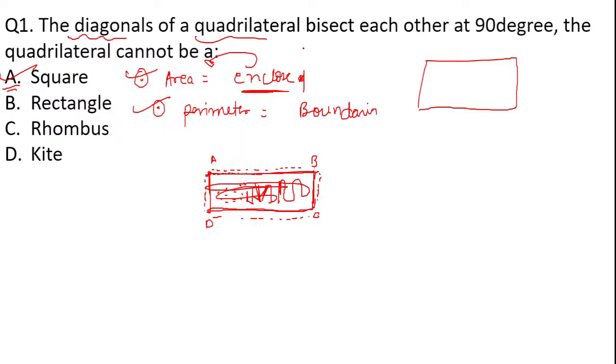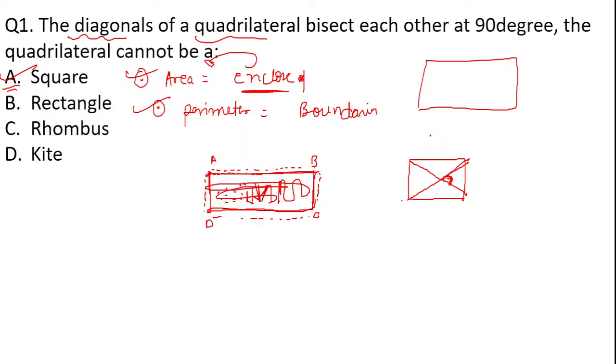The diagonals of a quadrilateral bisect each other. So here, if we consider the square, the diagonals bisect each other at 90 degrees. Please keep in mind, the diagonals are bisecting each other at 90 degrees.